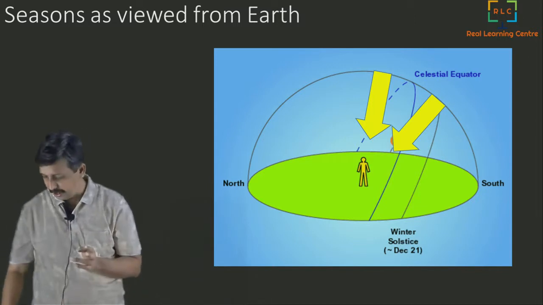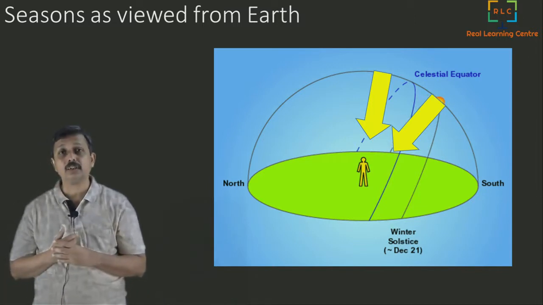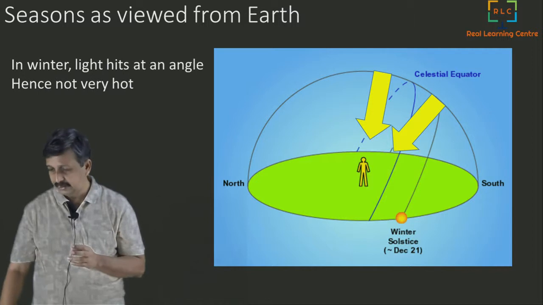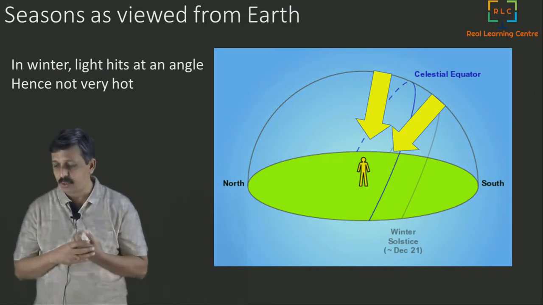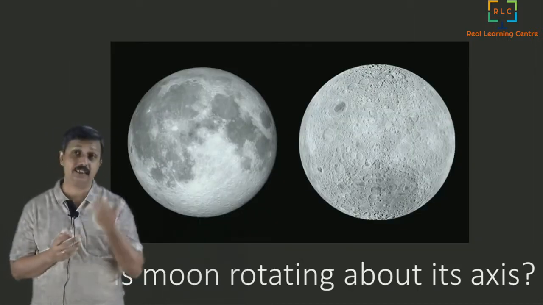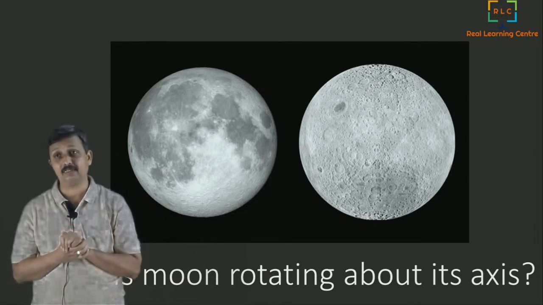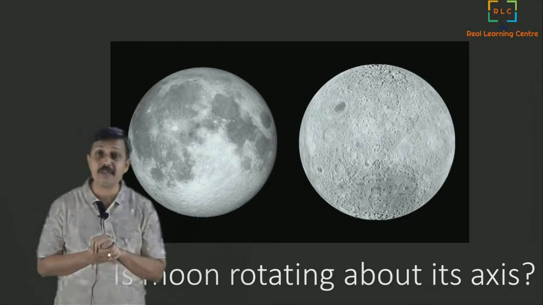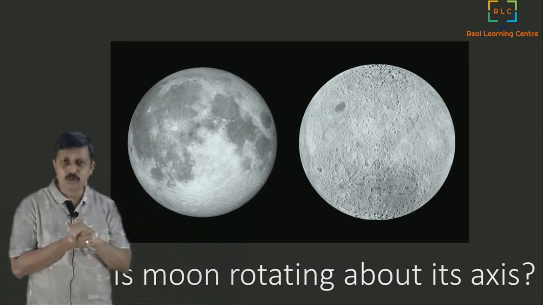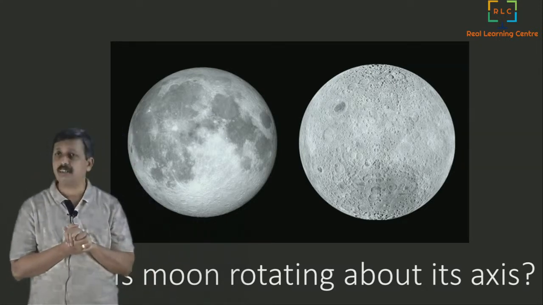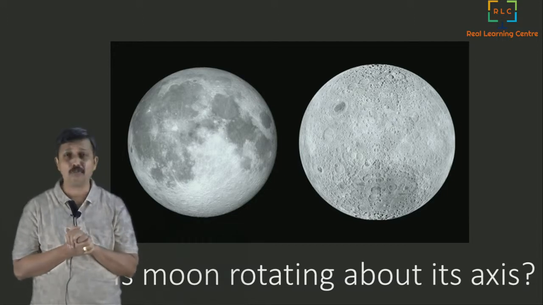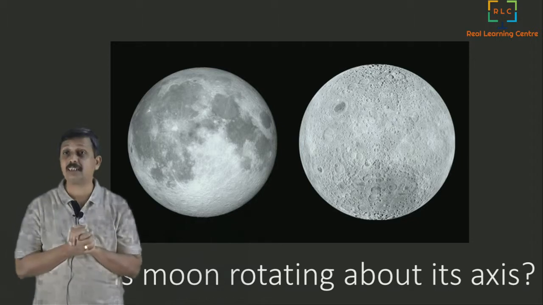So now let's move on to the second question. The second question is: is the moon rotating about its axis? Rather, is it at all rotating about its axis? Okay. So I'm asking this question mainly because somebody told me that the moon that we see is not the entire moon. We only see one side of the moon. We don't see the other side.